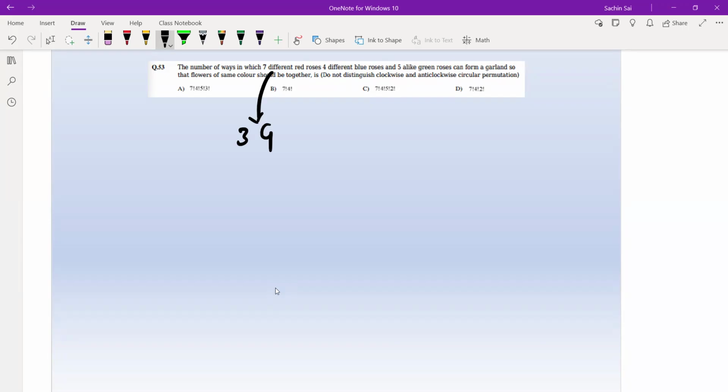Now, these 3 groups can be rearranged in a circular permutation in 2 factorial ways. Remember, if there are n objects or n groups, they can be arranged in a circular permutation in n minus 1 factorial ways. Now, among these, you can also rearrange the red roses among themselves because all the red roses are different. This can be done in 7 factorial ways. Then the blue roses within that group can be rearranged in 4 factorial ways. Now, because all the green roses are alike, there is no need of any rearrangement. So that is only one way, right?